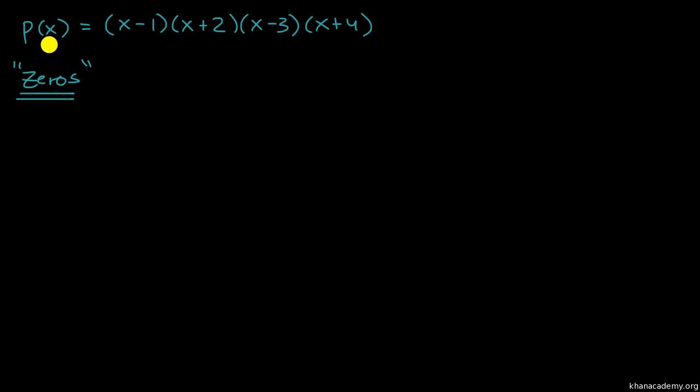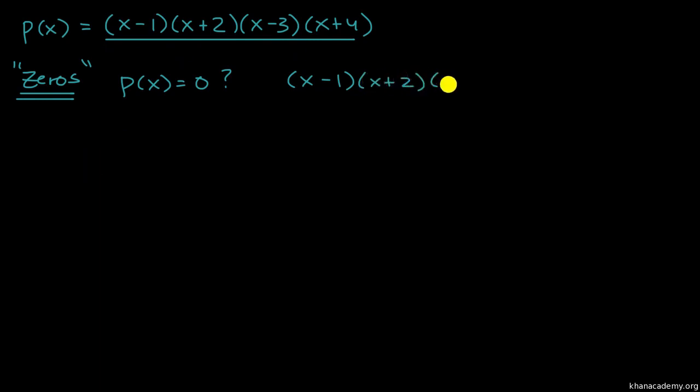So another way to think about it is, for what x values is p of x going to be equal to 0? Or another way you can think about it is, for what x values is this expression going to be equal to 0? So for what x values is x minus 1 times x plus 2 times x minus 3 times x plus 4 going to be equal to 0? I encourage you to pause this video, think about that a little bit before we work through it together.